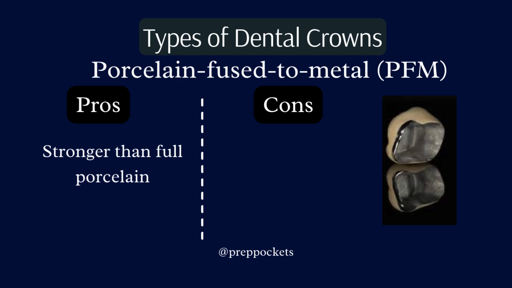It is economical, and a patient can easily afford it. However, a metal can sometimes show as a dark line near the gum. It is not as translucent as all ceramic crowns, giving a slightly less natural look. It can cause wear on natural opposing teeth.